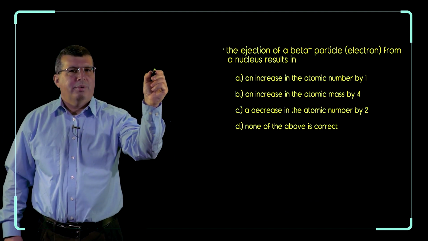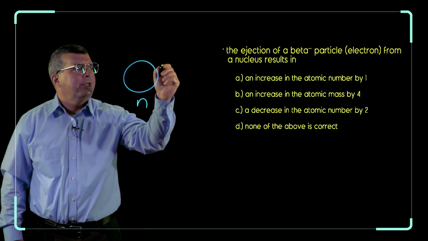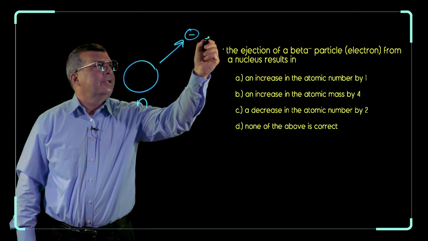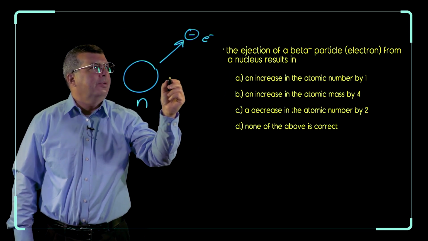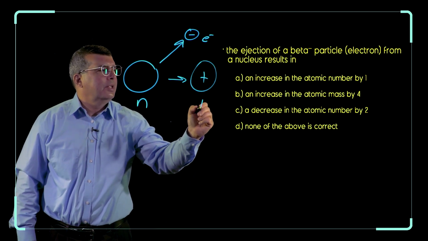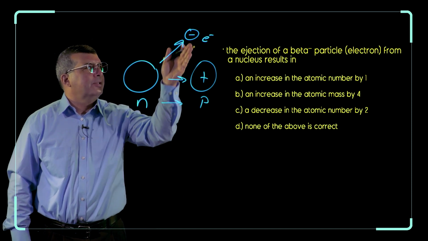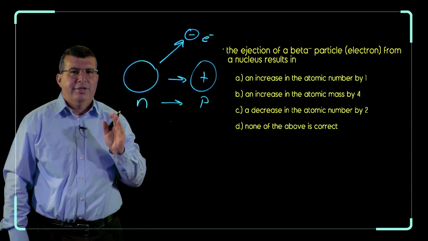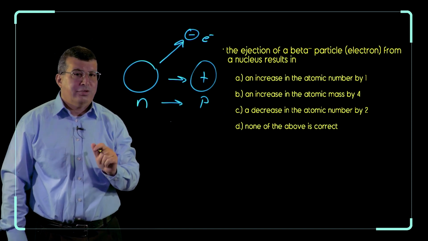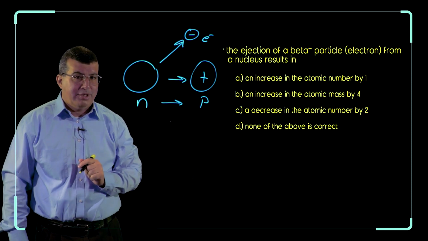Okay, remember that when we have beta minus decay, we start with a neutron and it ejects an electron, a beta minus particle, and the neutron becomes a proton. So the neutron becomes a proton plus an electron. This gives us an extra proton in the nucleus. That increases our atomic number by 1.